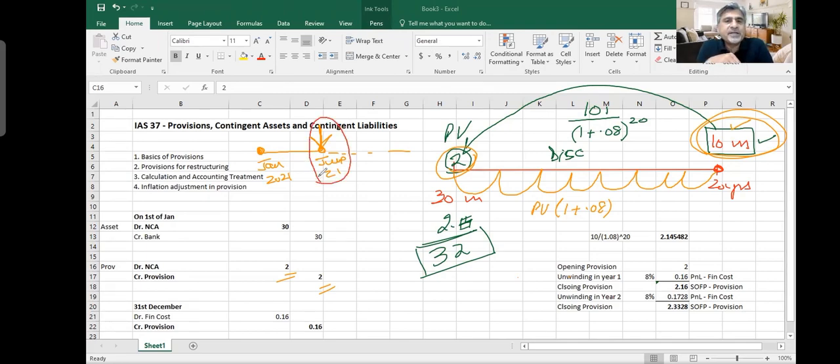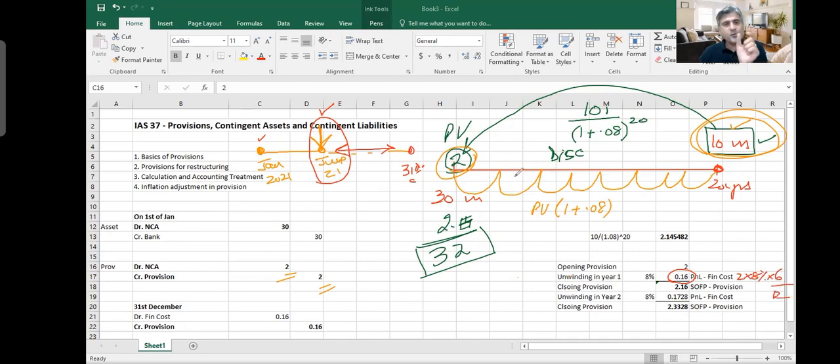So provision does not become your obligation at the time of signing the contract. It actually became the provision when the asset was completed. So now asset is completed, and I have an obligation to remove this asset. So asset completed on 30th of June. So you should record provision here. And then your financial year is ending on 31st of December. So you should remember that for the first year, you should find out this finance cost for 6 months. So you should say 2 multiplied by 8% multiplied by 6 by 12, 6 months.